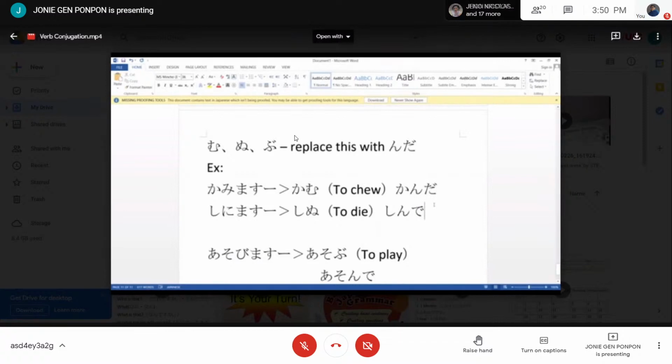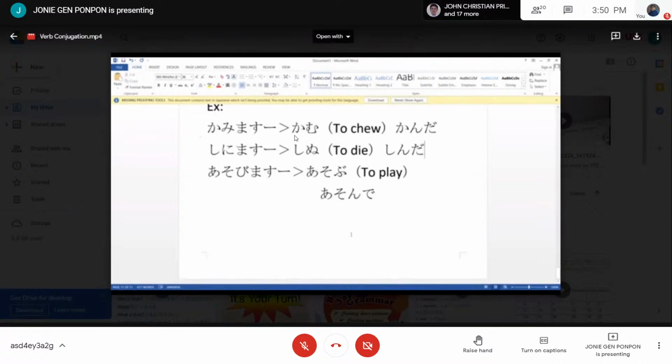For shinu, shinda. Instead of shinimashita, that is shinda. And then for asobi, asobu, asonda. Okay? Asobimashita. The same. Asonda and asobimashita is the same.